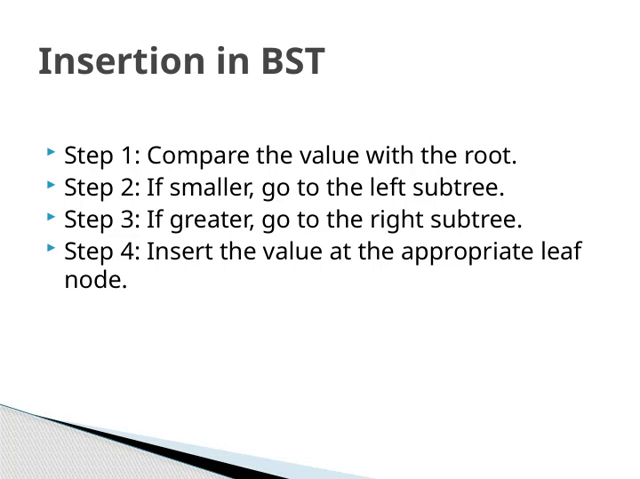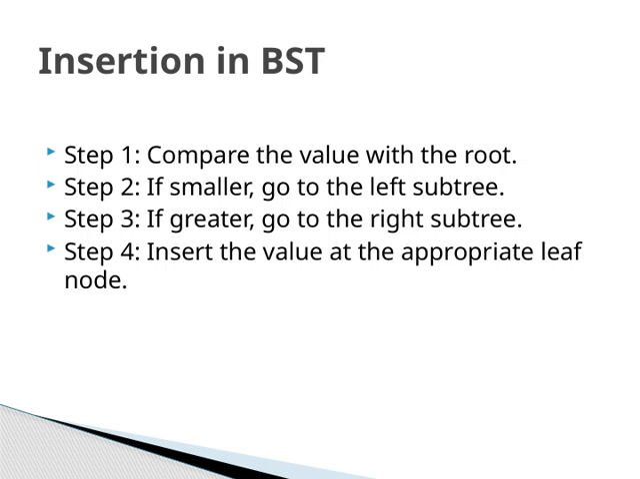Let's walk through the process of inserting a new value into a binary search tree. First, we compare the value we want to insert with the value at the root. If the new value is smaller, we move to the left subtree. If it's larger, we go to the right subtree. We continue this comparison at each node until we find the correct spot. Once we reach an appropriate leaf node where there's no further child in the direction we're heading, we insert the new value there. This step-by-step process ensures that the properties of the binary search tree are maintained, making searches efficient and straightforward.